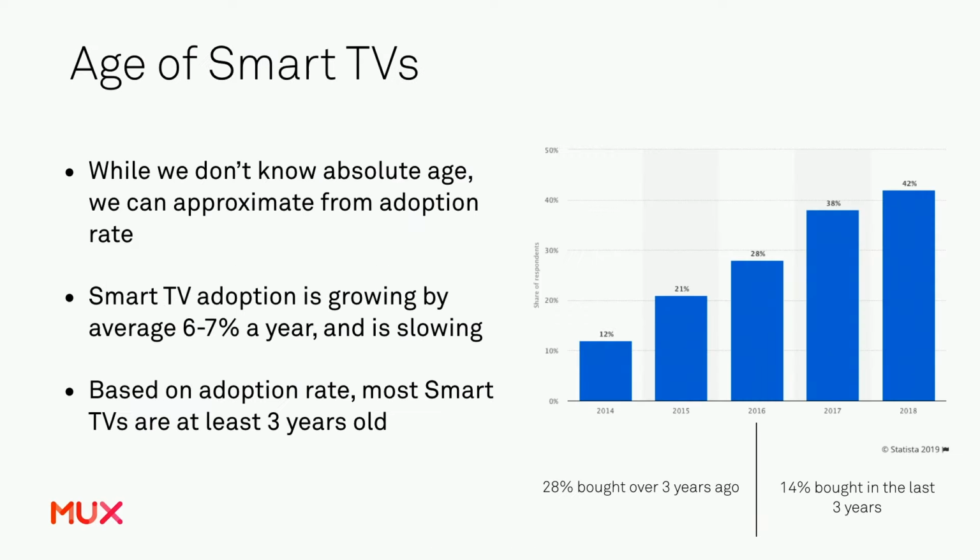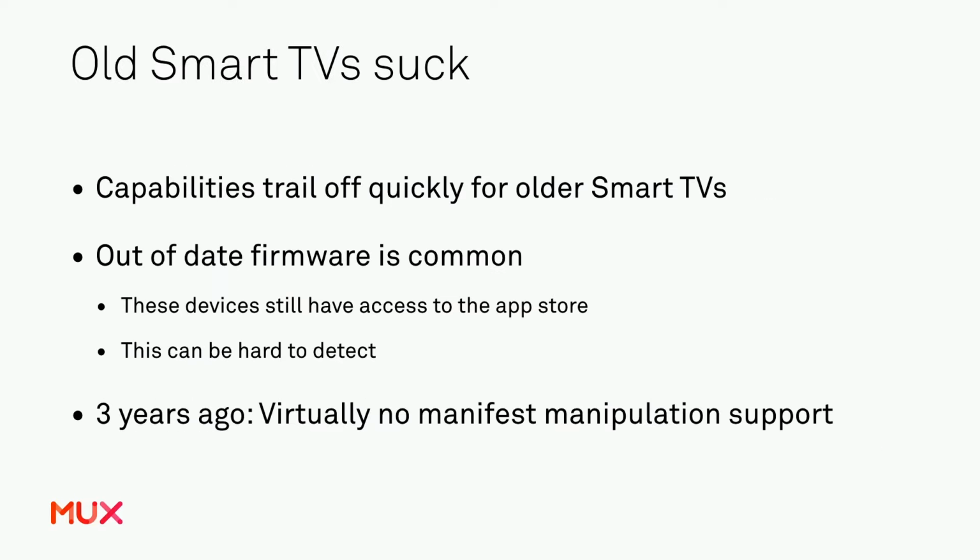So roughly speaking, smart TV adoption in the UK specifically, your mileage will vary, was about 6 to 7% a year and is actually starting to slow down. But if you take that data and regress it, it comes up as 28% of people bought a smart TV 3 years ago, and 14% have bought within the last 3 years. So this is a big problem because old smart TVs suck. So your capabilities trail off massively when you're talking about older smart TVs. You can have out-of-date firmware. They can actually totally not have access to the App Store anymore. Sometimes they do have access to the App Store still.